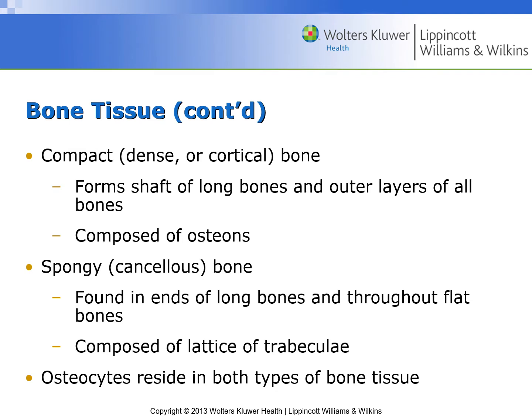Compact bone tissue, or dense or cortical bone tissue, forms the shaft of long bones, and it is present as an outer layer of all bones. It is composed of osteons. Spongy bone tissue, or cancellous bone tissue, is found in the ends of long bones and throughout flat bones. It is composed of a lattice of trabeculae. Osteocytes reside in both types of bone tissue.